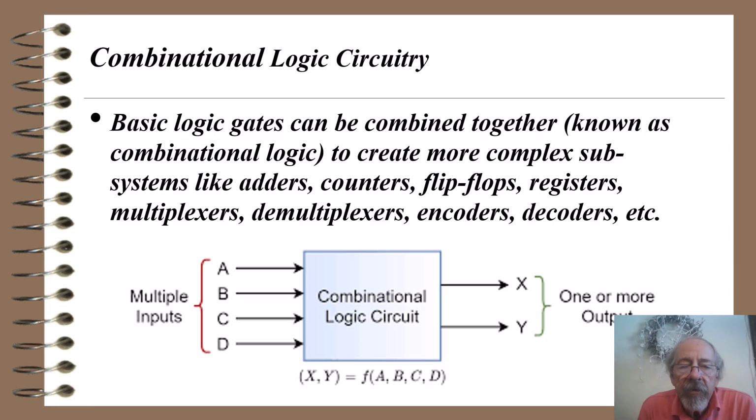So now we shift gears again to take a look at combinational logic circuitry. Basic logic gates can be combined together, known as combinational logic, to create more complex subsystems like adders, counters, flip-flops, registers, multiplexers, demultiplexers, encoders, decoders, etc.